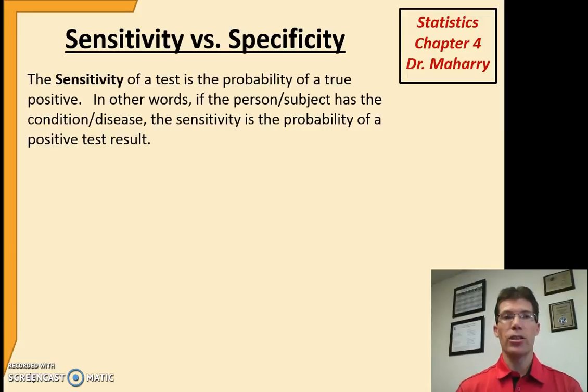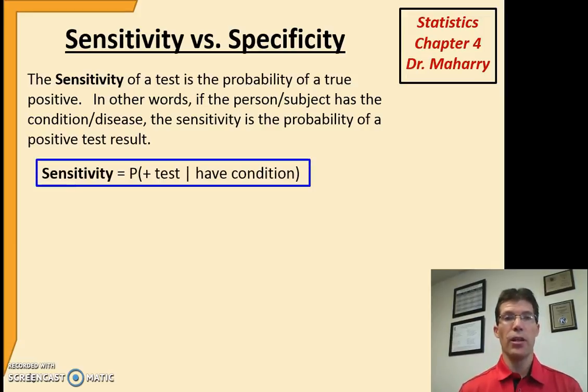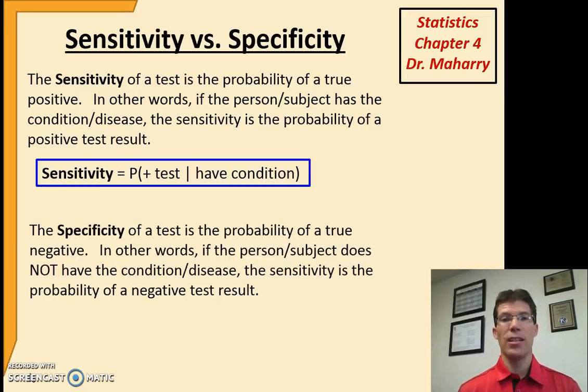So if we look at a definition here, the sensitivity of a test is the probability of a true positive. So if a person has the disease or condition, whatever we're testing for, the sensitivity is the likelihood that it will come back with a positive test result, so a true positive. So in terms of a conditional probability, the sensitivity is the probability of a positive test given that the person has the condition.